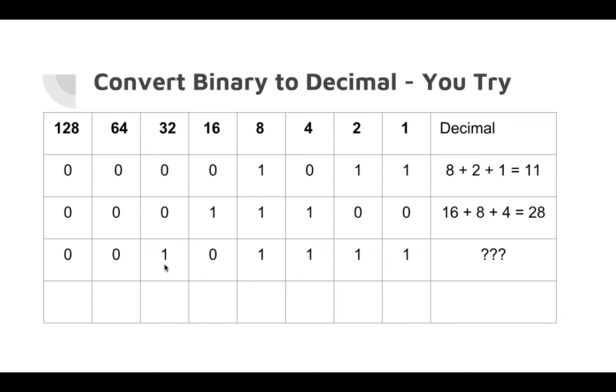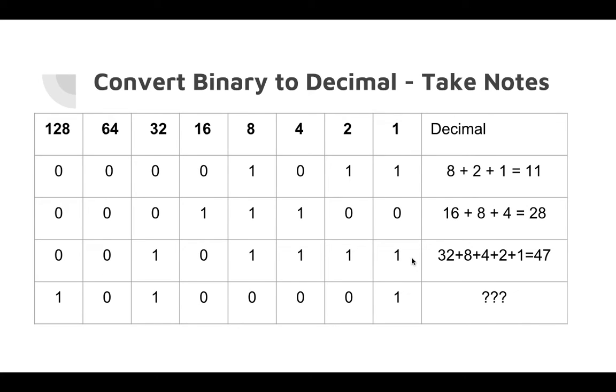Here's another one. Again, we just count up where there's ones. So there's a 1, there's a 2, a 4, an 8, and a 32. So I'm going to add up 32 plus 8, which is 40, plus 4 is 44, plus 2 is 46, and 1 is 47. And that's what that is.